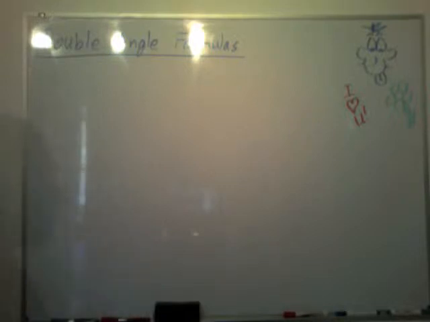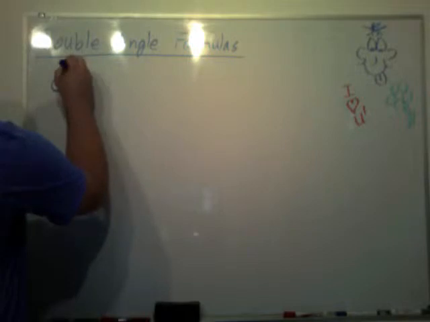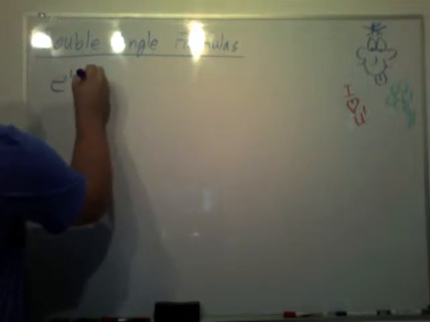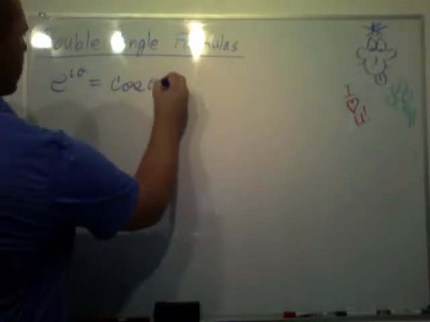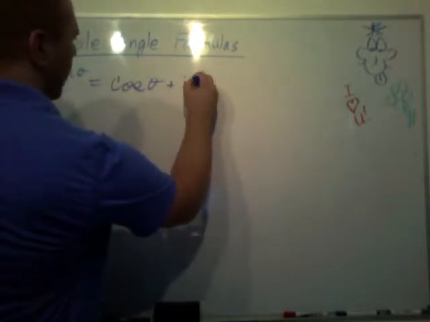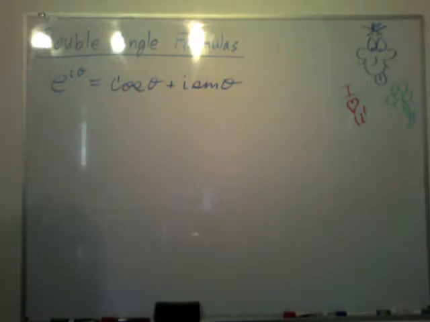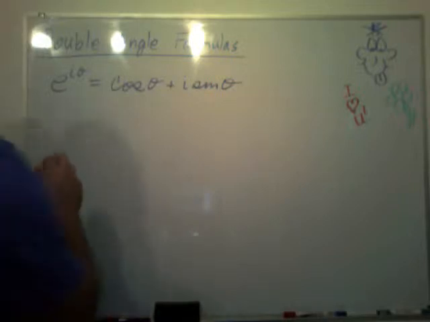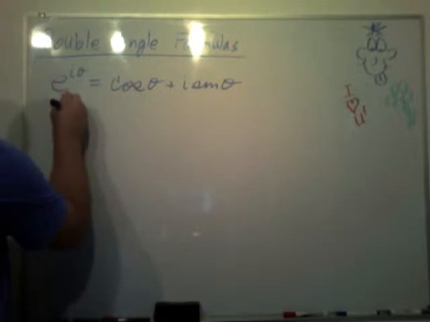What I do consider very important to memorize is Euler's formula, which states that e to the i theta is equal to cos theta plus i sine theta. That's something you should never forget. And what we're going to do is go ahead and look at the case where you have e to the 2 i theta.